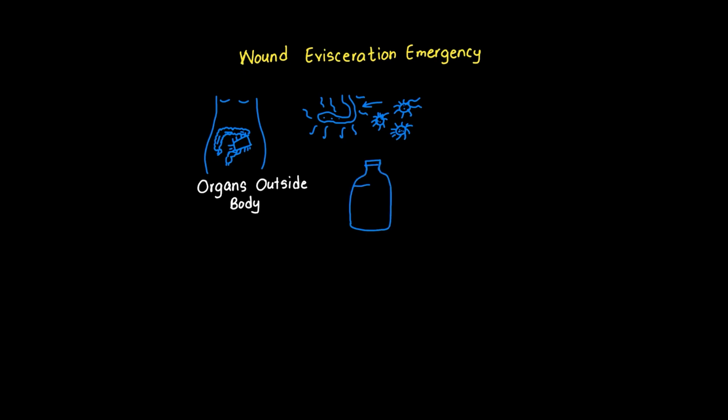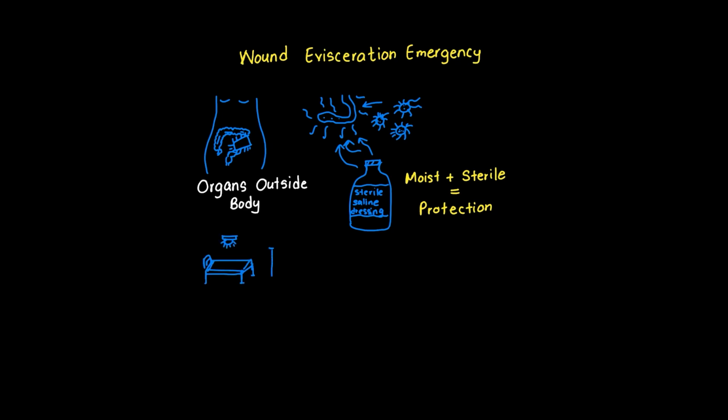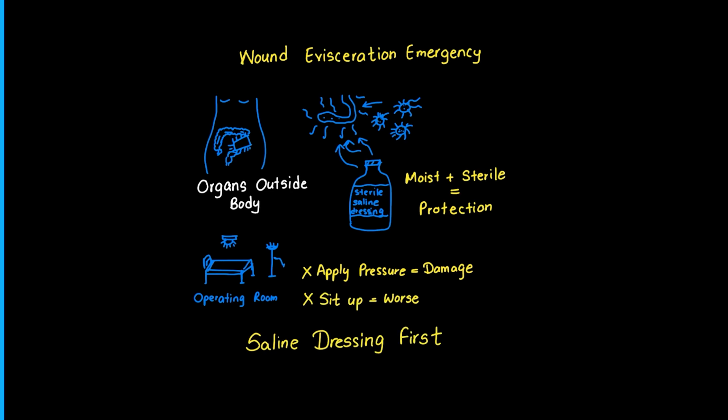Organs must stay moist to maintain cellular function. Covering them with sterile, saline-soaked dressings prevents tissue death while maintaining sterility. This buys time for emergency surgery. Applying pressure would damage the delicate organs. Positioning upright increases intra-abdominal pressure, potentially pushing more organs out. Every minute of exposure increases tissue damage.